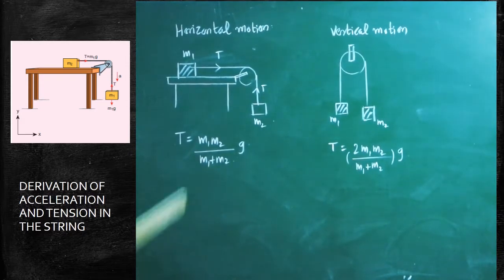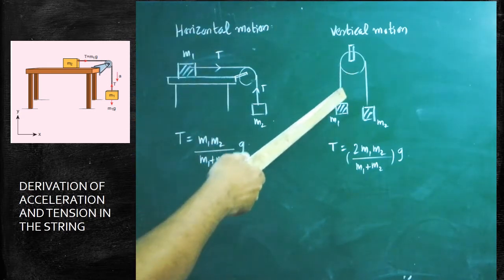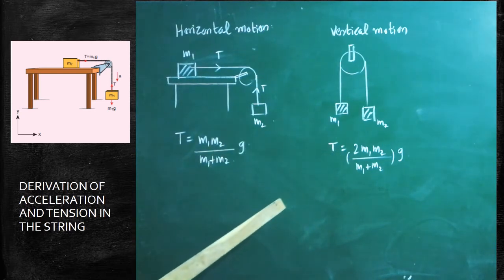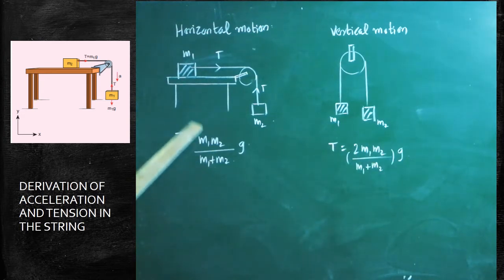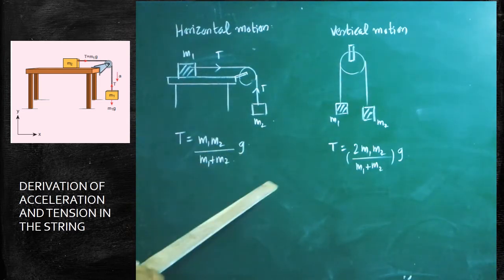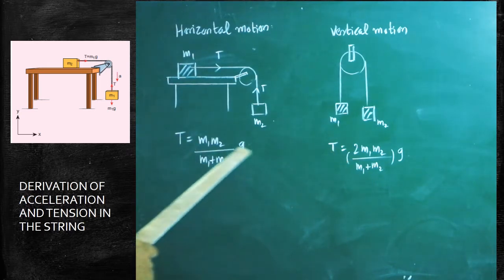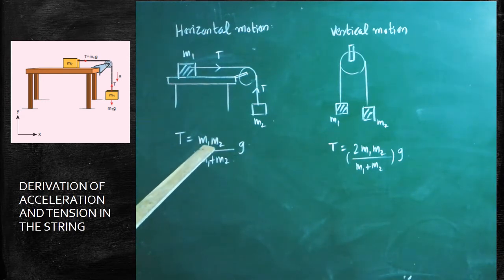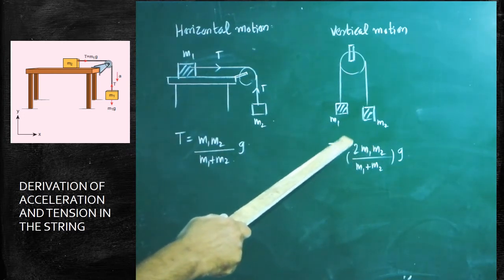Now we have already learnt about the movement of the blocks in the case of horizontal motion, and we have learnt about vertical movement of the blocks also. Look at both expressions of the tension. For vertical motion, the tension expression is 2 M1 M2 g divided by M1 plus M2. For horizontal motion of the blocks, T is equal to M1 M2 g divided by M1 plus M2. The only difference is that here 2 is there, and here 2 is not there. It shows that just half of the tension is required compared to the vertical case. The tension in the string for horizontal motion is half of the tension for vertical motion, for the same set of masses and strings.